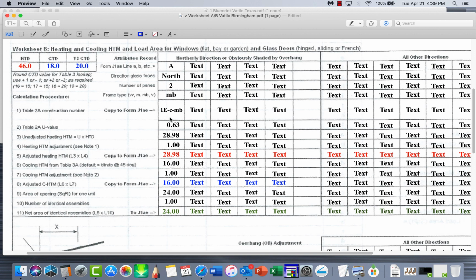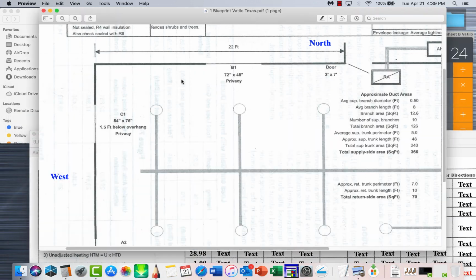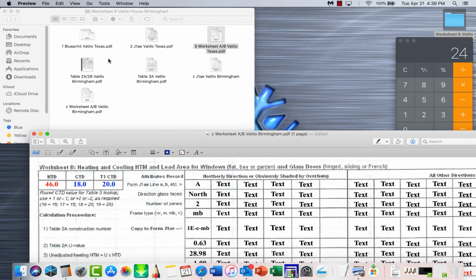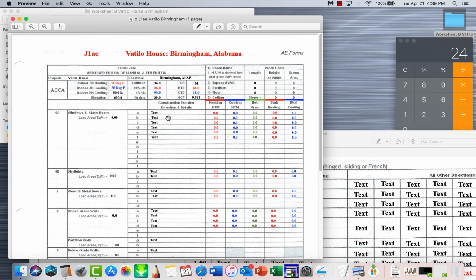So now we can take this information and go back over to the other one. What you're looking at is right here. Copy to form J1ae. Copy to form J1ae. Copy to form J1ae. Copy to J1ae. So these are all the numbers that we're going to go back to our worksheet. I'm going to get rid of this. And I'm going to bring up our J1ae that we was working on.